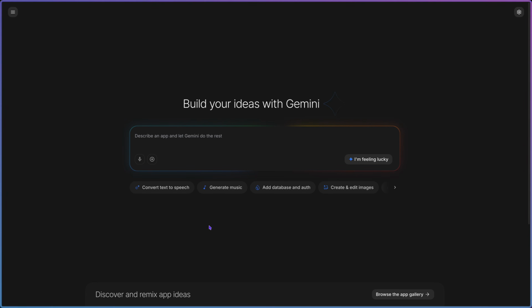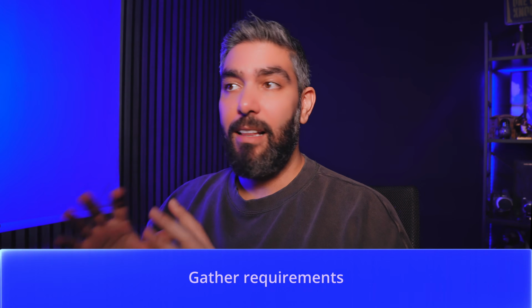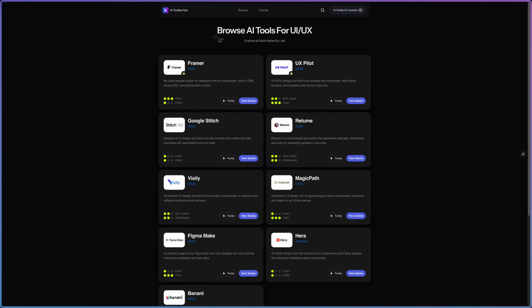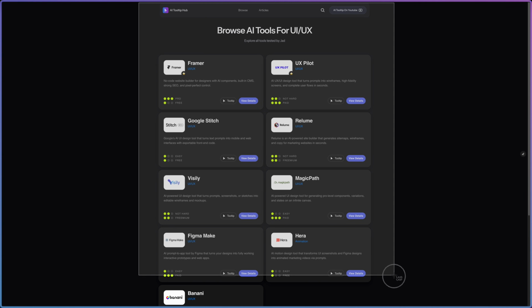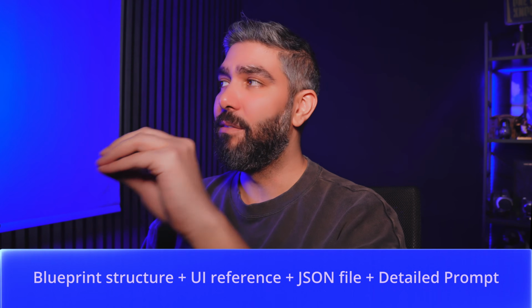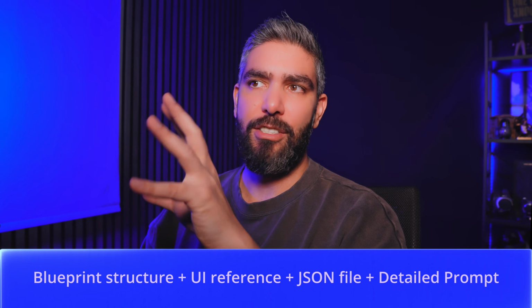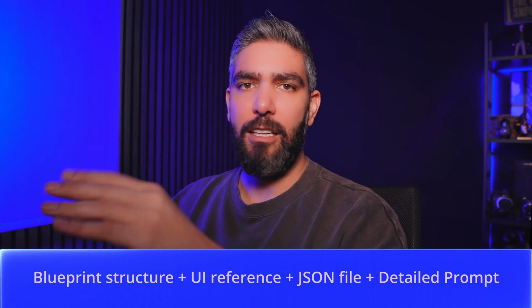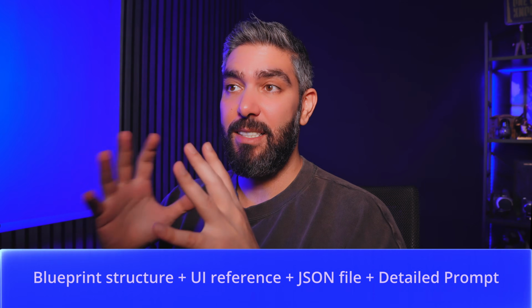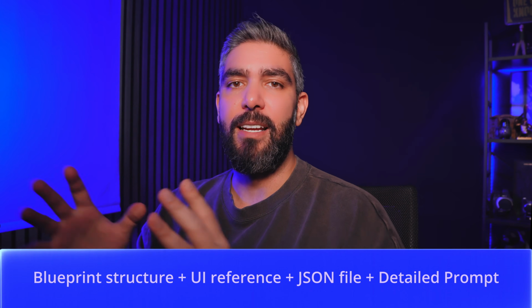And here I'm gonna give it all my requirements that I have. I'll give it a screenshot of the plan of the structure that I made, and I'll give it a screenshot of my existing website for styling references, and I'll write a detailed prompt that includes the content of the JSON file, because I cannot attach a JSON file directly here. I'll just copy and paste the content. And here's my prompt. Feel free to pause to see the details that I entered here. This prompt has the full requirements now.